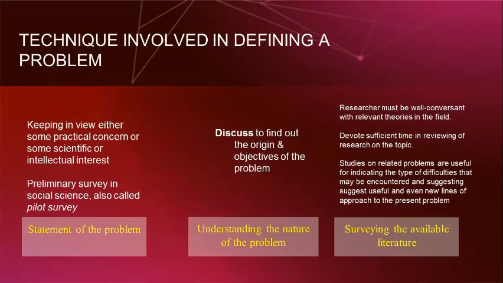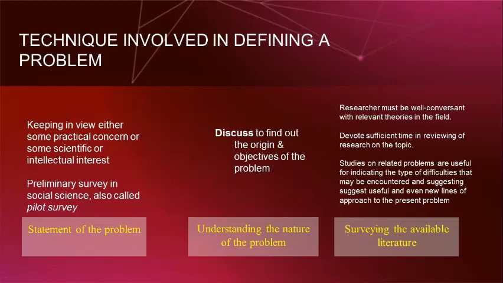The first is statement of problem. While the statement of the problem is made, the practical and the scientific aspect, the practical and scientific interest, must be kept in mind. In social science, generally, we do not always go for science or empirical data, etc.